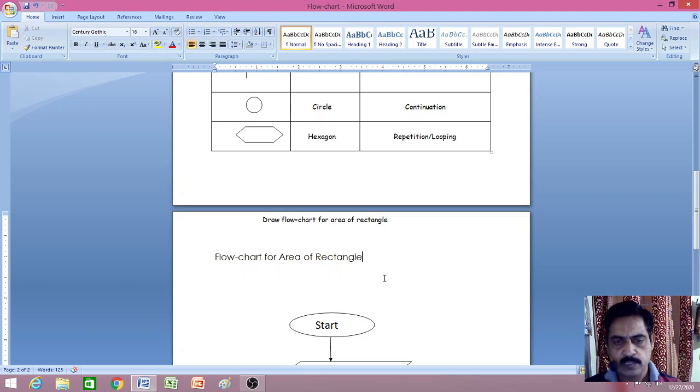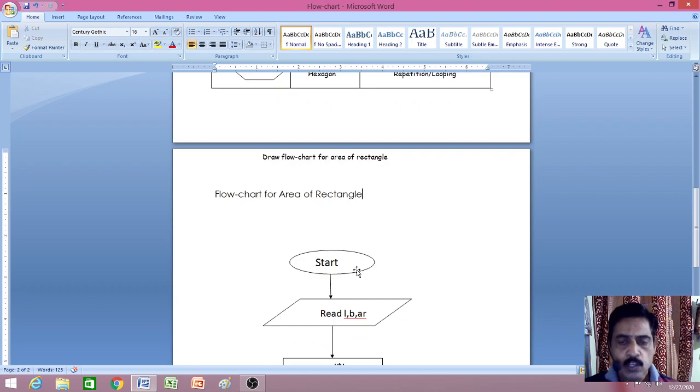Let us have an example. Draw a flowchart for area of rectangle. Why I have chosen this example is because in the previous video, the algorithm video, I have written the algorithm for area of rectangle. Therefore, I will choose the problem of writing the flowchart for area of rectangle. You might recall that the name of the algorithm we have written is area of rectangle. Here also, flowchart for area of rectangle.